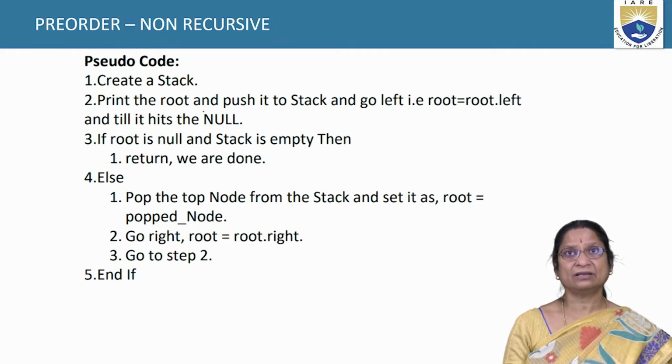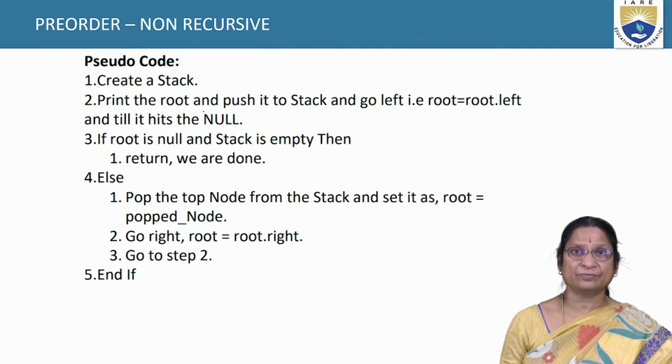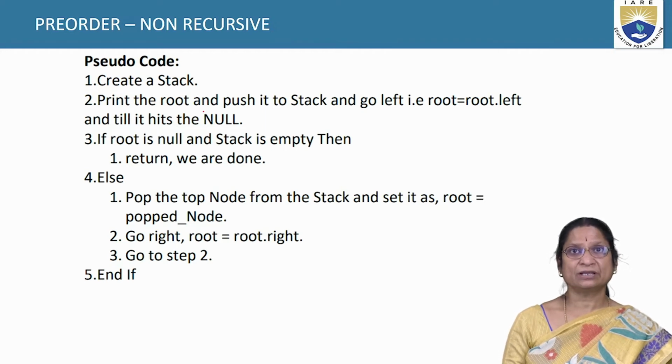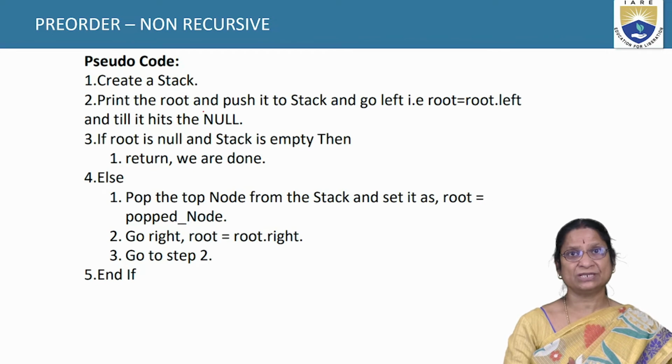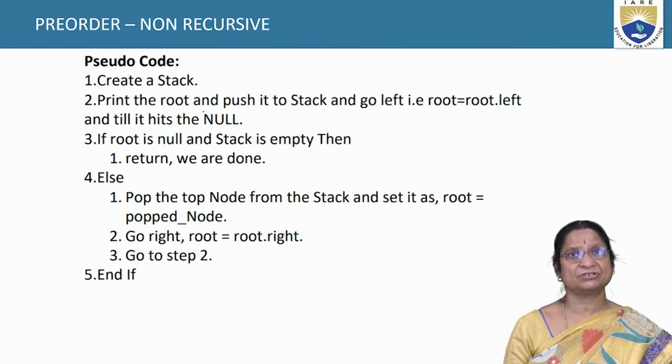First, what is pre-order? The root must be processed, so print the root. Processing is printing, let us assume that in this example. So print the root, then we push the root into the stack and go to the left, that is root is equal to left subtree, because once the root is processed, the left subtree must be considered. This process is continued till we get a null pointer as a left child.